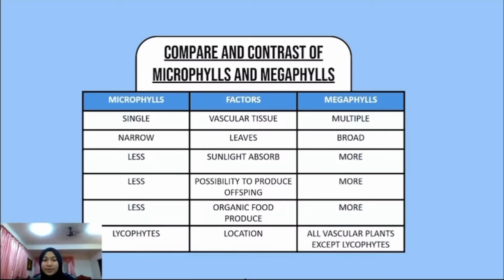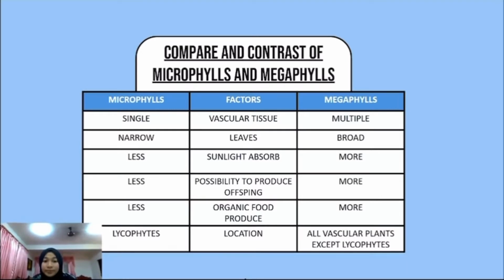For the first factor, which is vascular tissue, microphyll has a single strand of vascular tissue, meanwhile megaphyll has multiple strands of vascular tissue bundle. Microphyll has narrow leaves, while megaphyll has broad leaves. Microphyll absorbs less sunlight than megaphyll. Microphyll produces less offspring compared to megaphyll. Microphyll also produces less organic food compared to megaphyll.